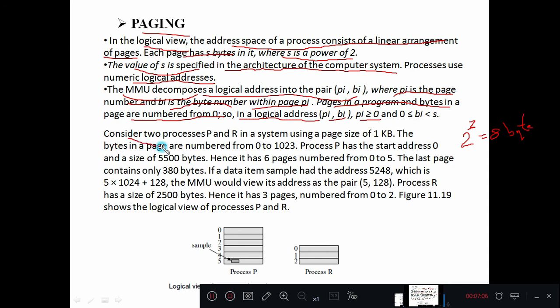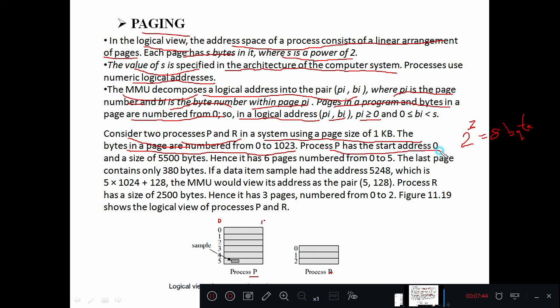Next, we will explain this paging concept with an example. Consider there are two processes P and R in a system using a page size of 1 KB. Both are using the paging technique, and the size of each page is 1 KB. The bytes in each page are numbered from 0 to 1023.